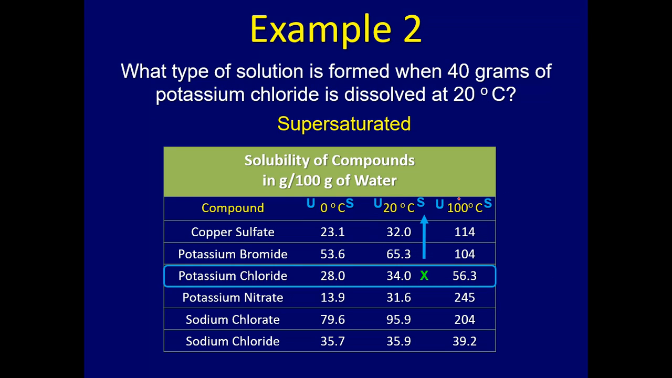Okay, so in this case, we're looking at 40 grams of potassium chloride. So here's potassium chloride, 40 grams, falls right around here, between these two numbers, and we're still looking at 20 degrees Celsius. So it is falling to the right of this 20 degrees, and so we know it's supersaturated. It is as simple as that.